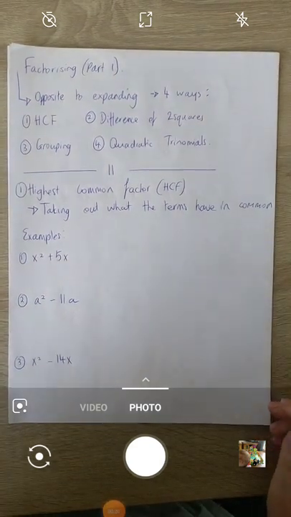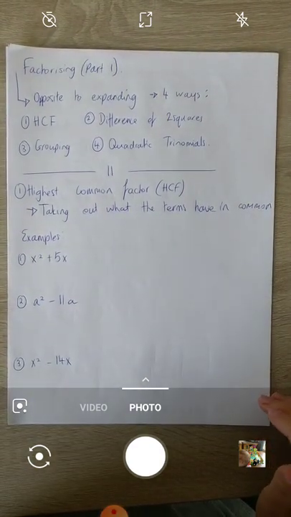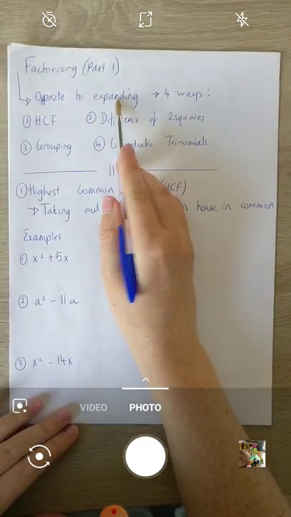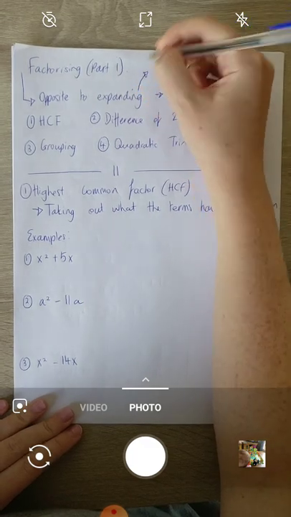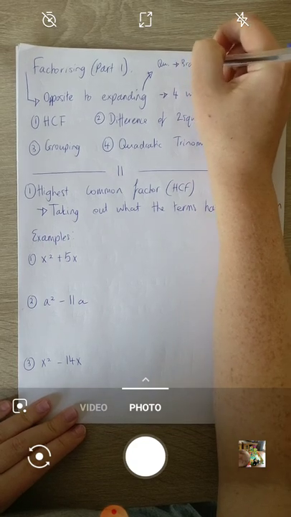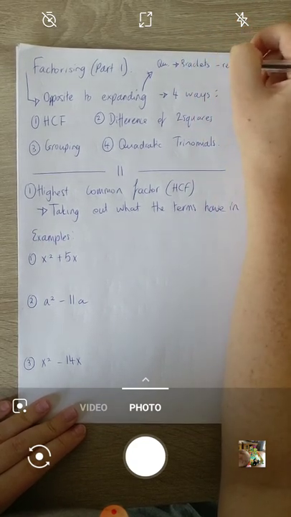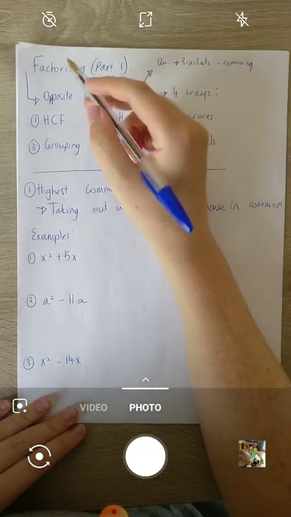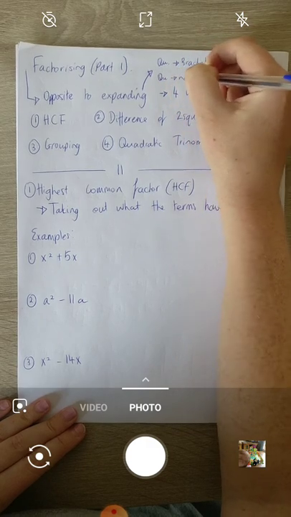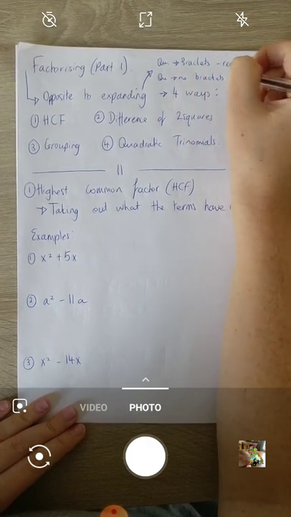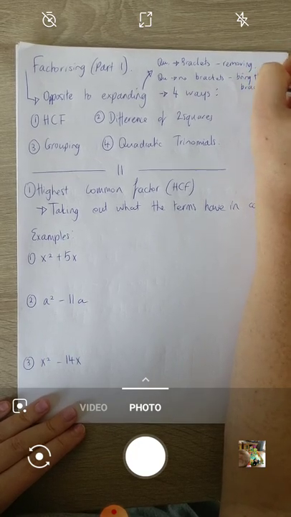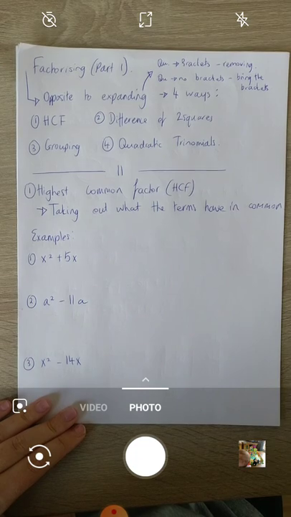So the next part of the first chapter of algebra is factorising. Factorising is the opposite to expanding. If you were asked to expand something, the question would have brackets, and the idea is that you're removing them. But if you're asked to factorise, the question is going to start with no brackets, and you're trying to bring the brackets into the answer. So they're the opposite operation to each other.